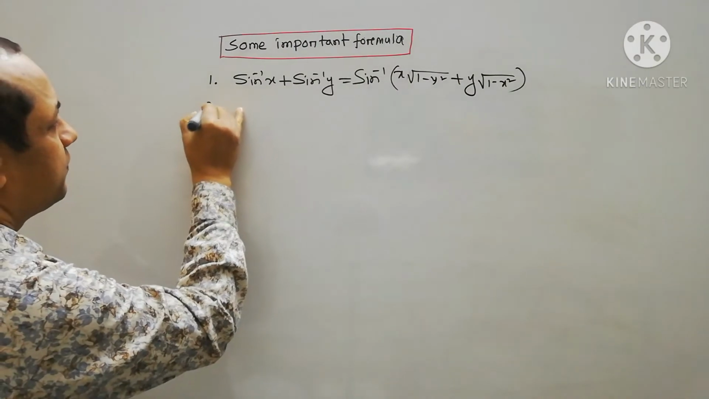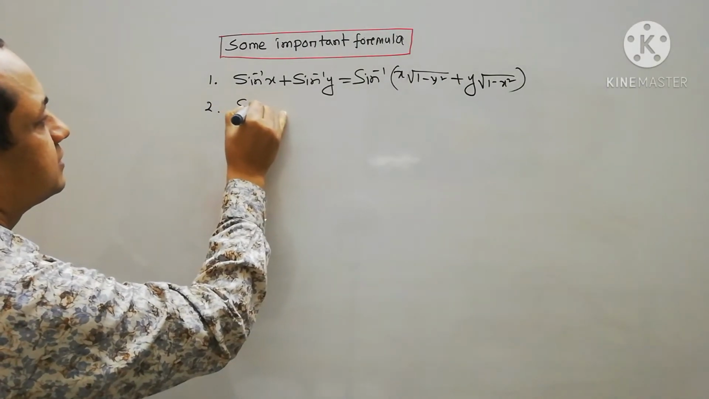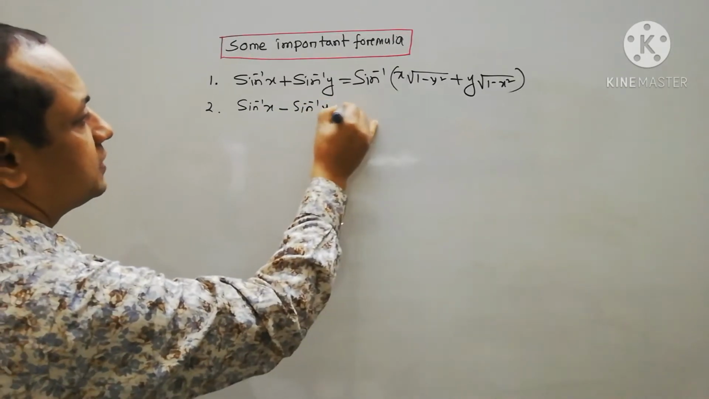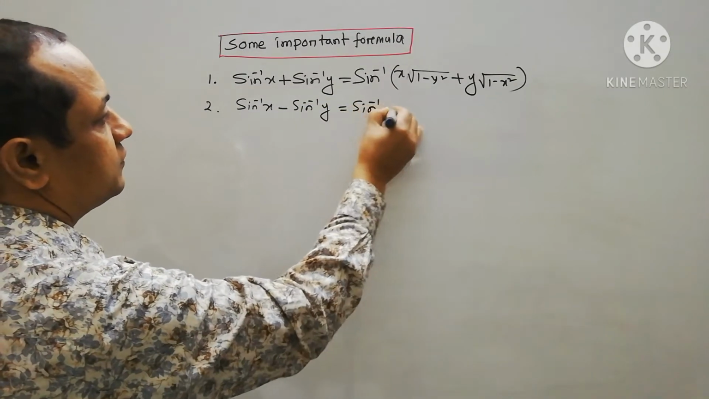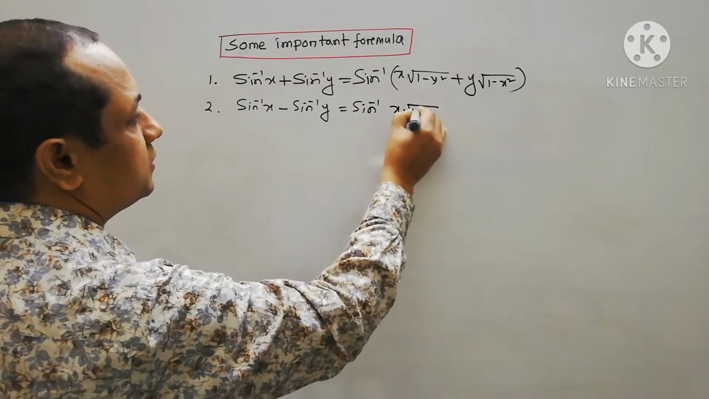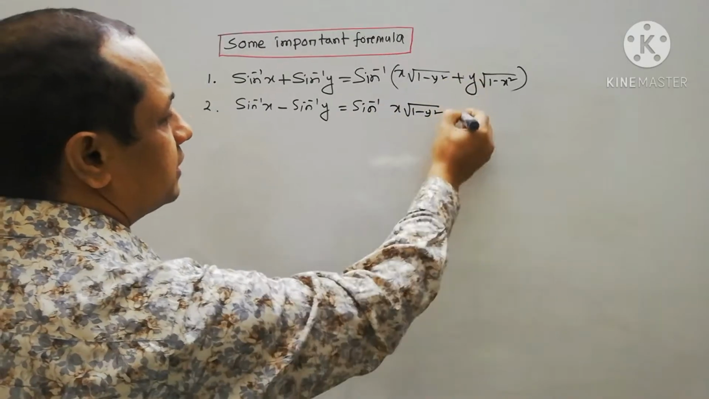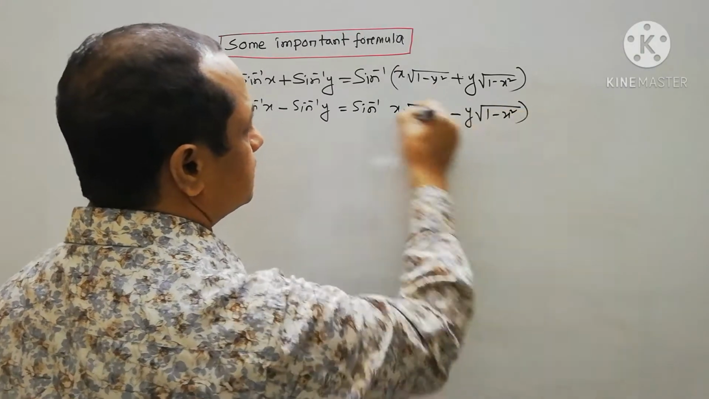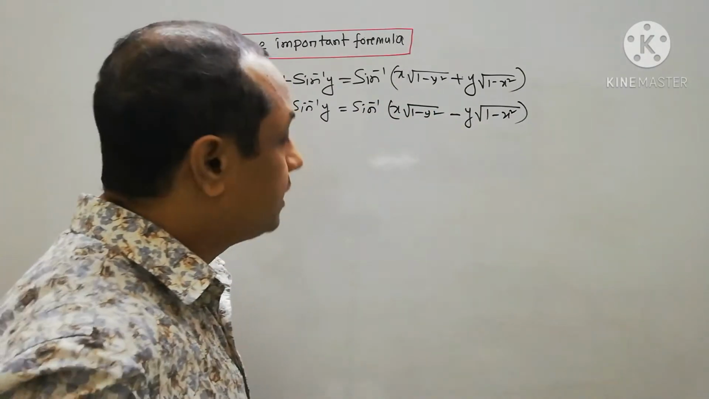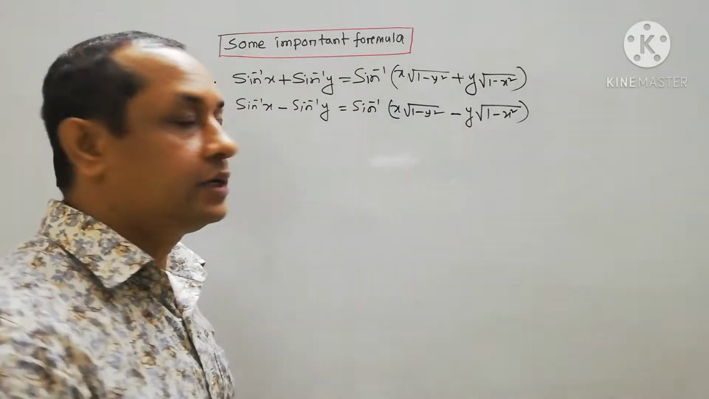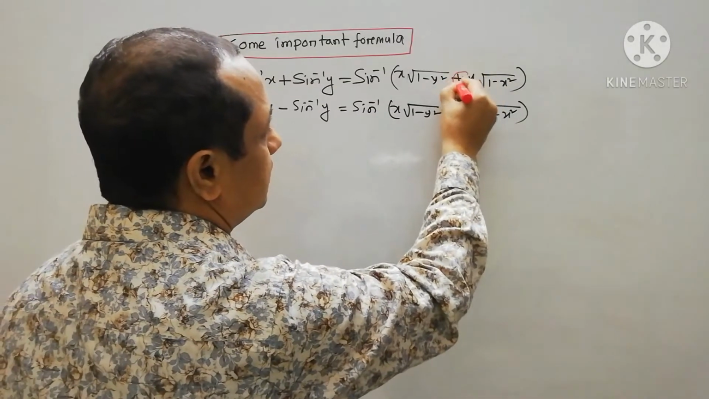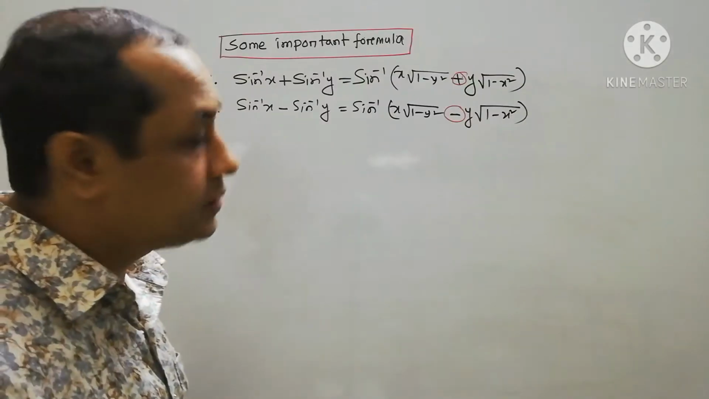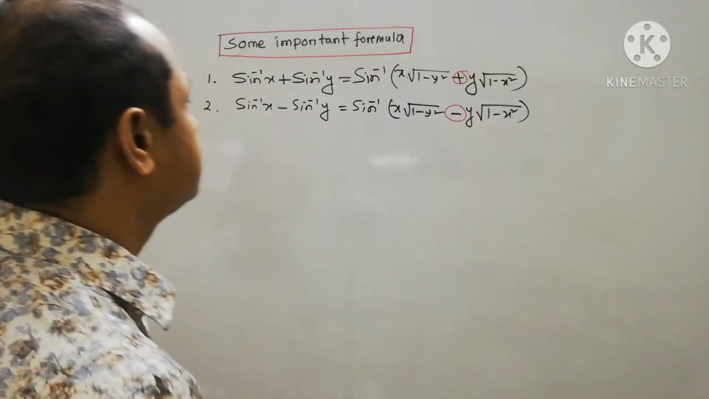And number 2: sin inverse x minus sin inverse y equals sin inverse of x root over 1 minus y square, here minus y root over 1 minus x square. Here plus and minus. Students, addition please. This is plus and this is minus. So the only difference is plus and minus.